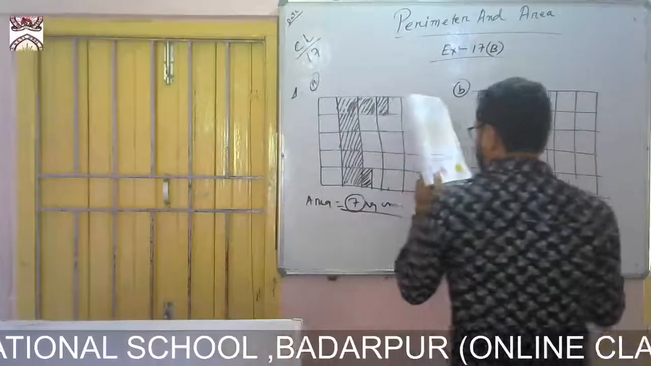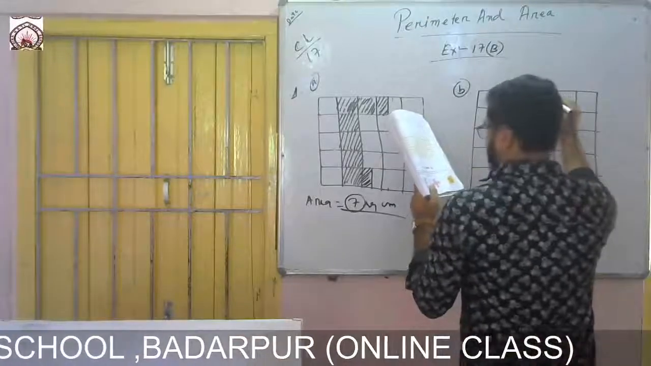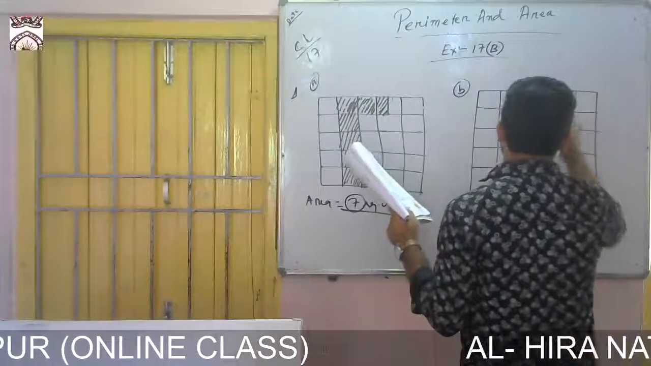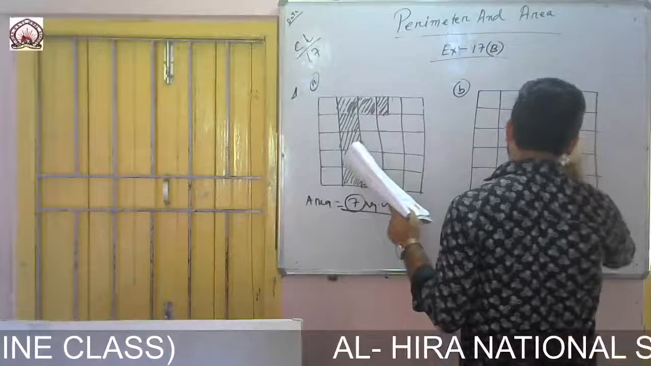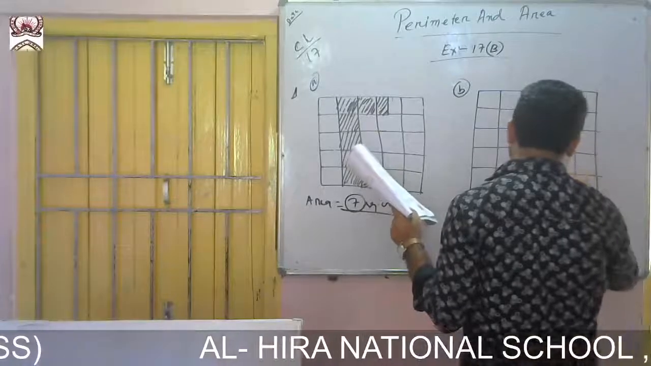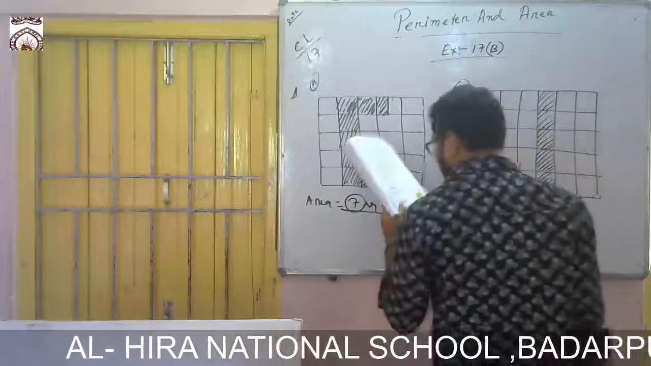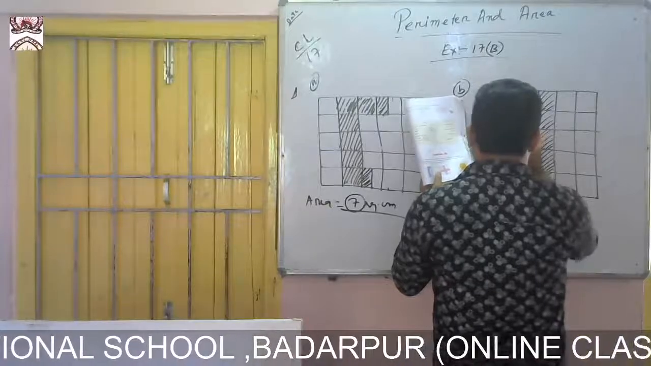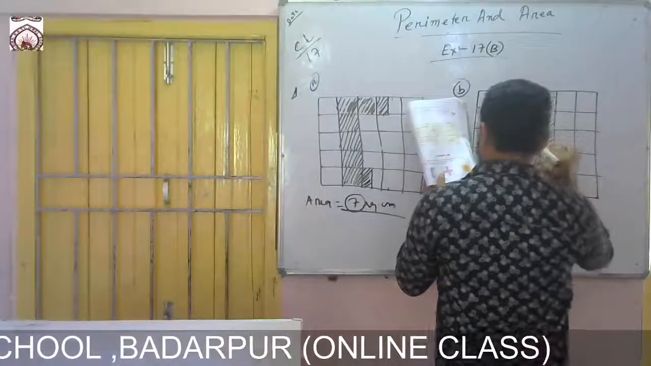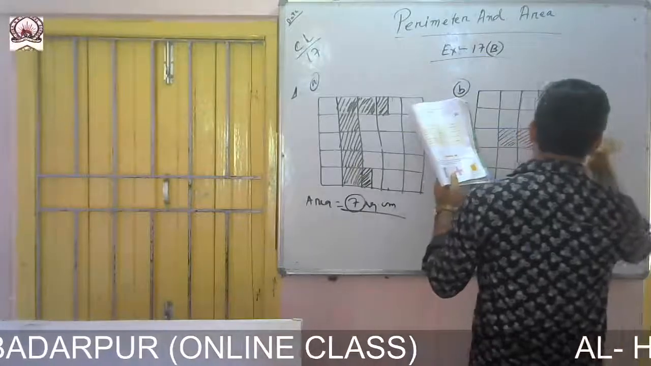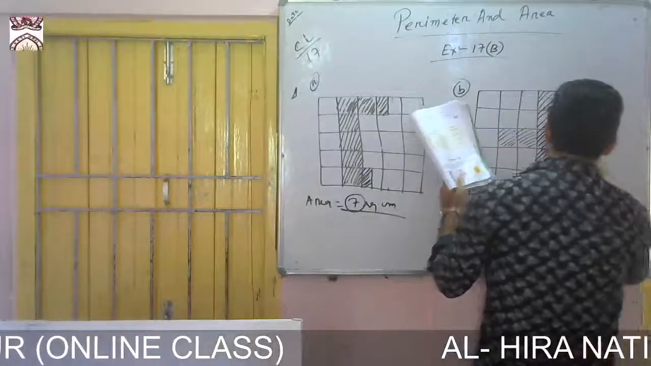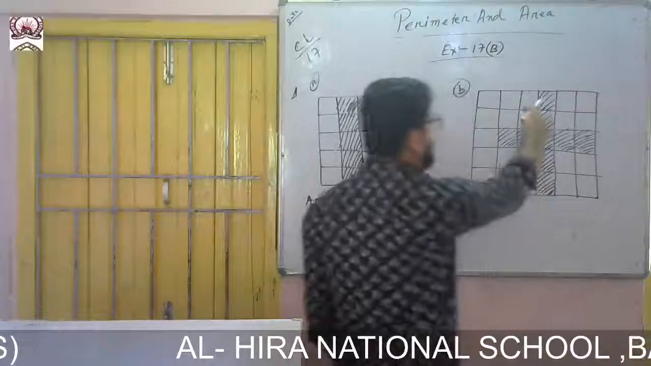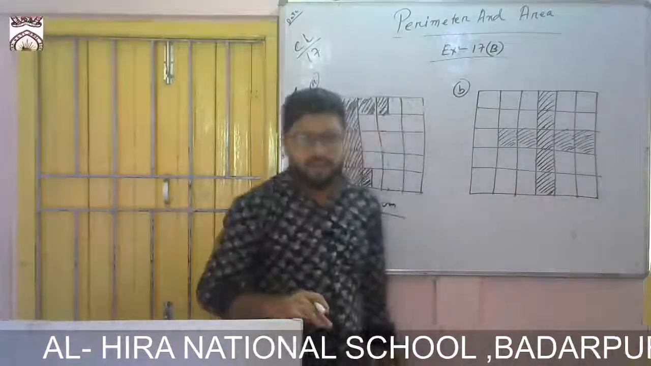So here you see this line fully shaded. These are fully shaded. This line is fully shaded, and from this also, fully shaded. So these all are fully shaded. You see these all are fully shaded. Then we'll take all as 1 square unit.